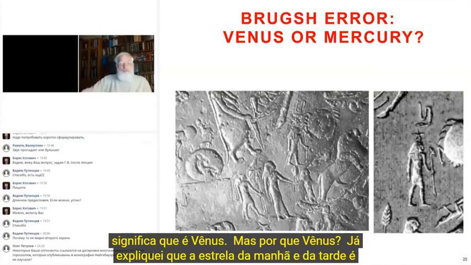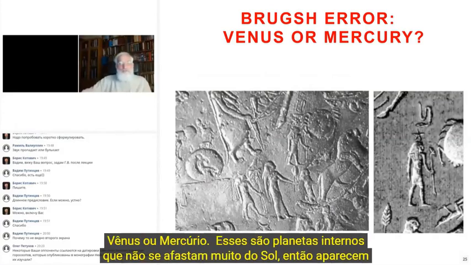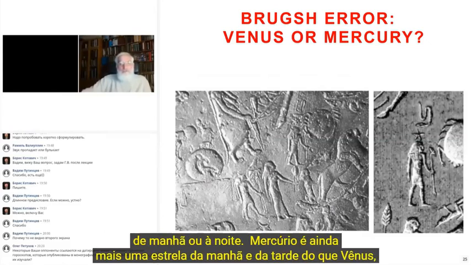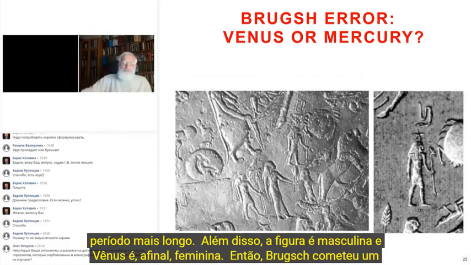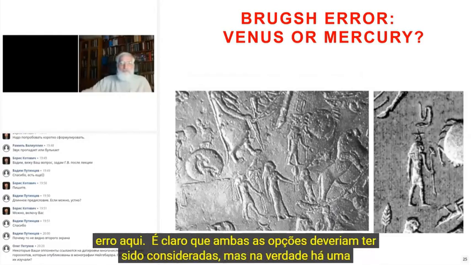But why Venus? I've already explained that the morning and evening star is either Venus or Mercury. These are inner planets that do not stray far from the Sun, so they appear either in the morning or evening. Mercury is even more of a morning and evening star than Venus because it only appears early in the morning and early in the evening, while Venus is visible for a longer duration. Moreover, the figure is male, and Venus is, after all, female. So, Brooks made a mistake here.